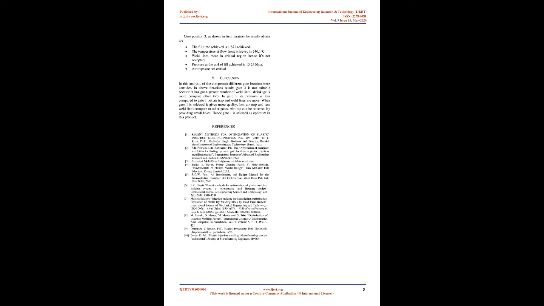Conclusion. In this analysis of the component, different gate locations were considered. In the above iteration results, gate 3 is not suitable because it has a greater number of weld lines, and shrinkage is more compared to the other two. In gate 2 the pressure is less compared to gate 1, but air trap and weld lines are more. When gate 1 is selected it gives more quality, less air trap and fewer weld lines compared to other gates. Air trap can be removed by providing small holes. Hence gate 1 is selected as optimum in this product.